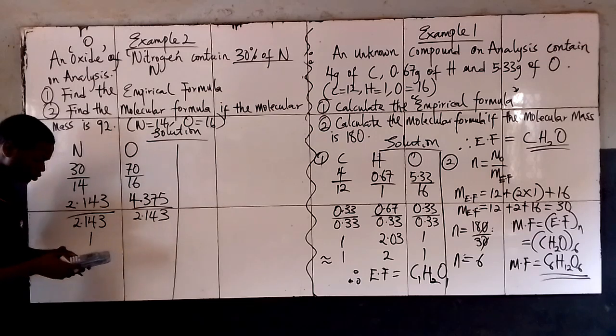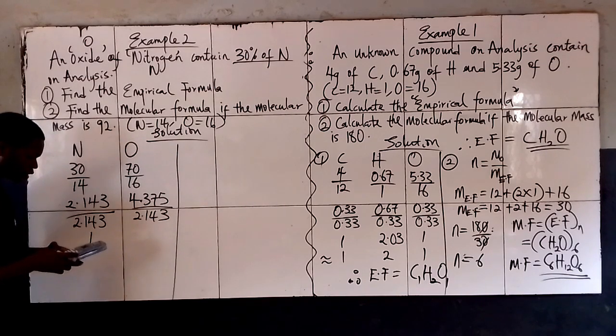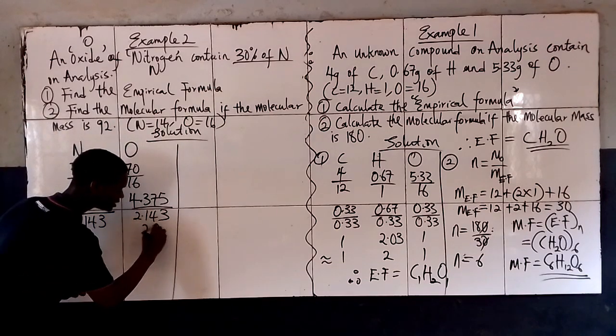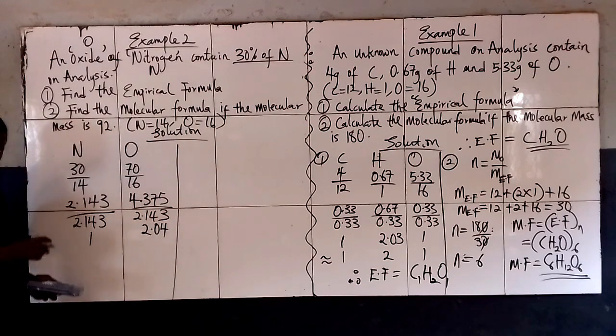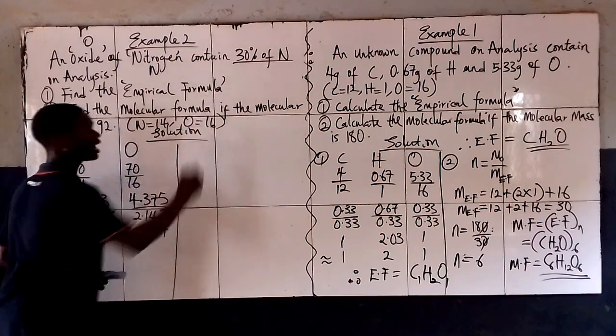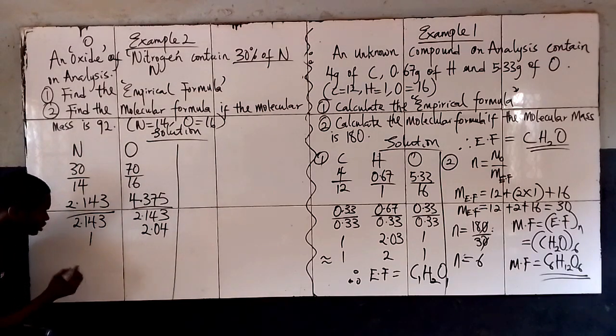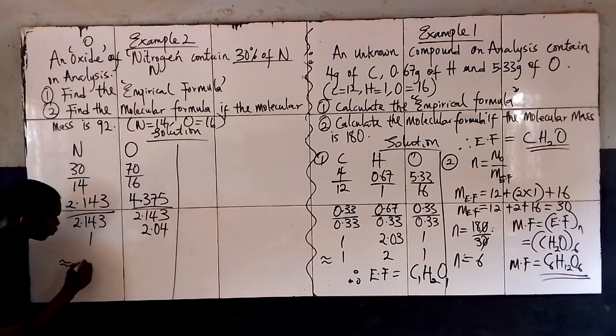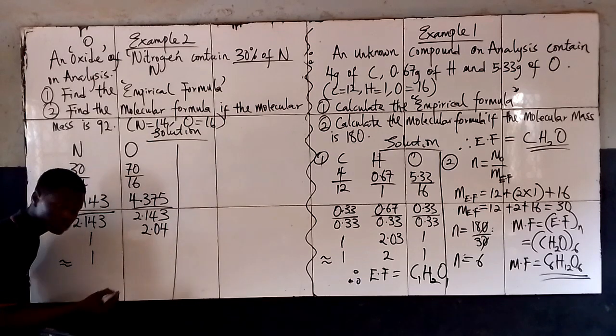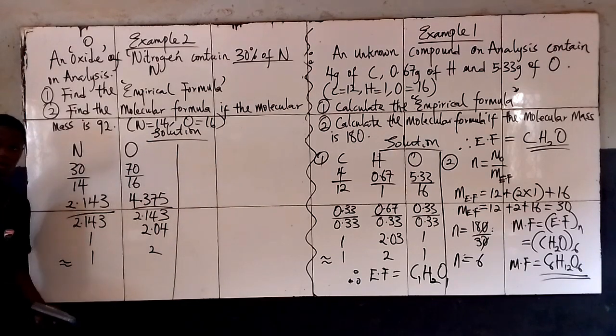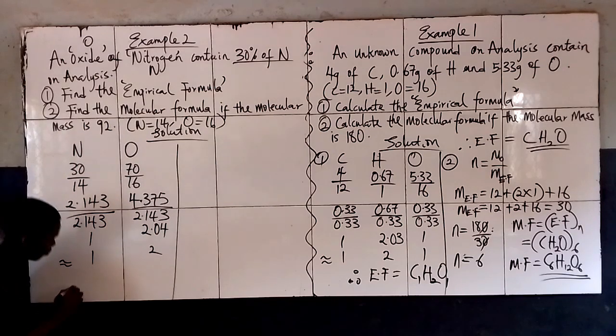Let's see what this will give us. 4.375 divided by 2.143 gives us 2.04 from our calculator. Now what's the last step under empirical formula? Approximate, is it not? Round off to the nearest whole number. So come here and say, watch this. This will now be approximately equal to what? 1. And this to the nearest whole number will give us 2. So what will now be the empirical formula?